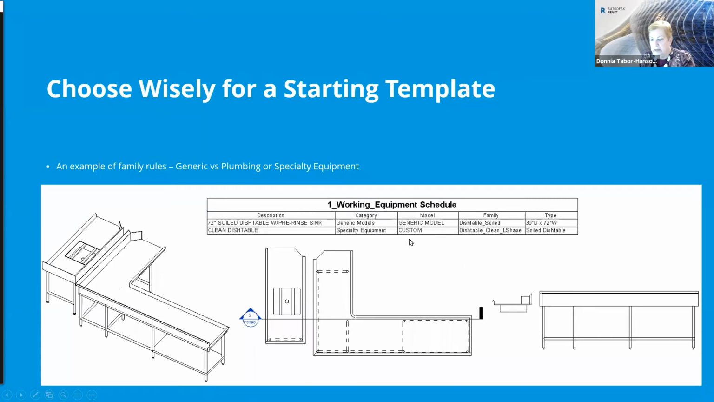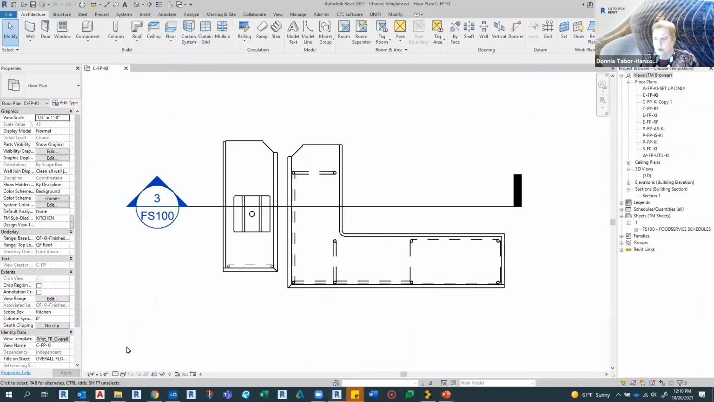So the L-shape is specialty equipment. And when I put a section mark through here, it will cut through the generic model. It will not cut through the specialty equipment. It does not show up as being something to be cut through. So let's just go look at that, because these family rules are really important. So here I've got that.